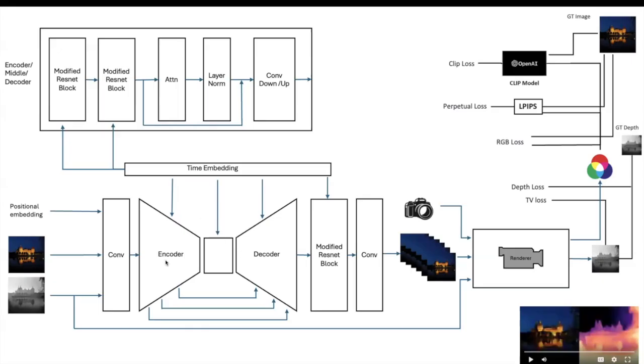To give a better understanding of what happens inside this encoder and decoder layer, this architecture can be further explained in this part of the diagram. In every layer of an encoder, middle layer, or decoder, we have a modified ResNet block. This modified ResNet block includes a time embedding that is necessary to generate the 3D model. We have two ResNet blocks, and then it goes through an attention layer that is common for forming relations between the points in the images, then a layer normalization, and then a skip connection or residual connection, and then finally a convolution down for an encoder, convolution up for the decoder.